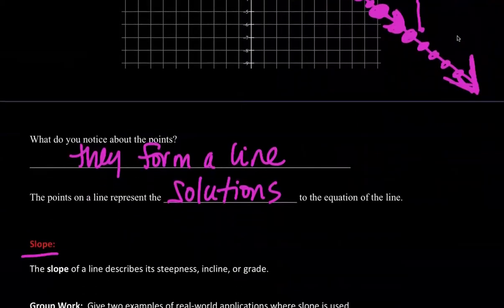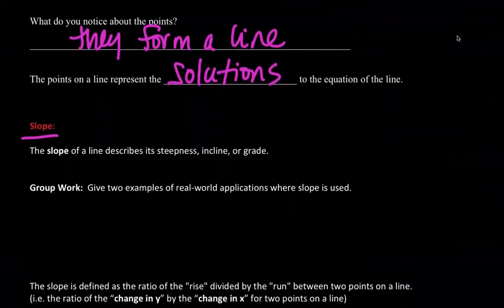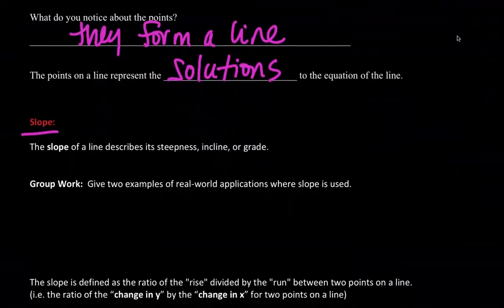Okay, next topic is slope. The slope of a line describes its steepness, incline, or grade. It's how steep something is. So, an example of real world situations where slope is used: if we have a house, the roof, there's a slant there. That would be a positive slant. This one would be a negative slant.